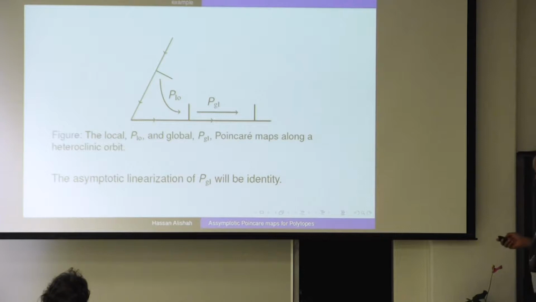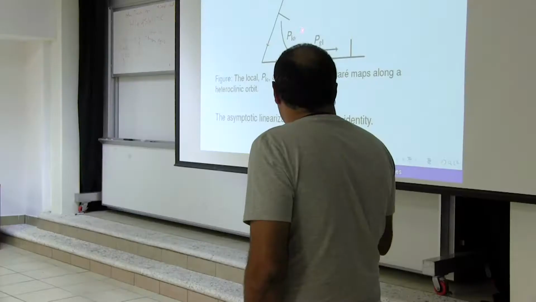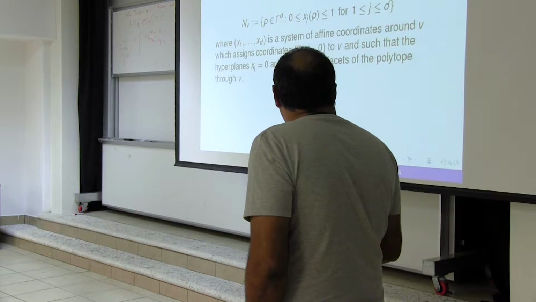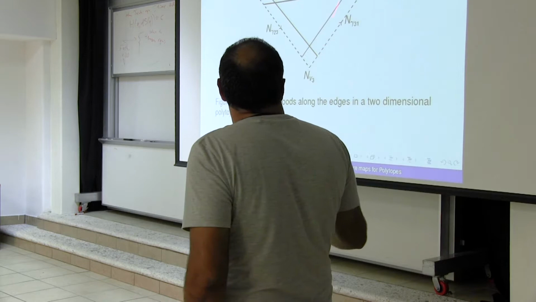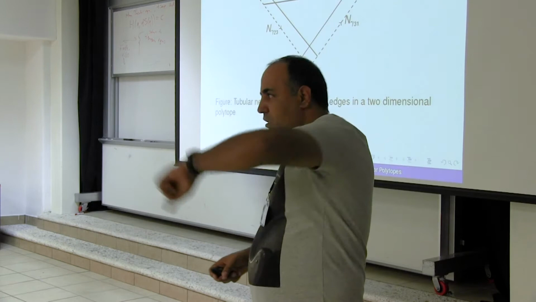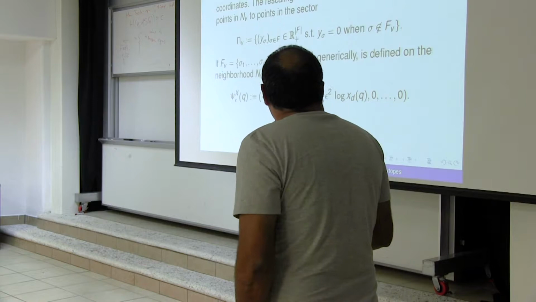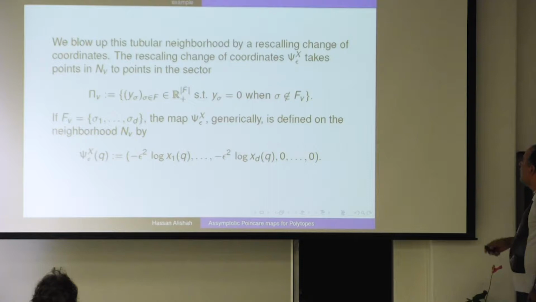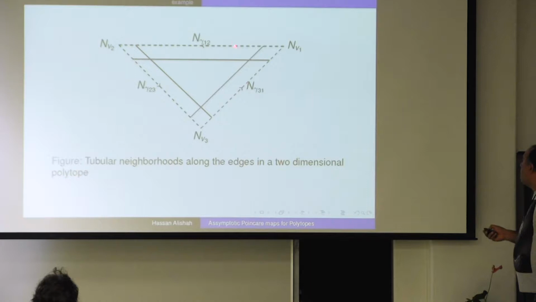So I'm going to consider a tubular neighborhood here, for example, this one here. I think I might have a picture here. So you have these vertices here, and then you consider this neighborhood, NV, and here NV3. So we consider tubular neighborhoods along the edges. Okay? I'm going to assign to every polytope an entity called the dual polytope. You do it for an edge here. So you have here three faces. In this one, you consider the distance from here to here, and for the third one you put zero.